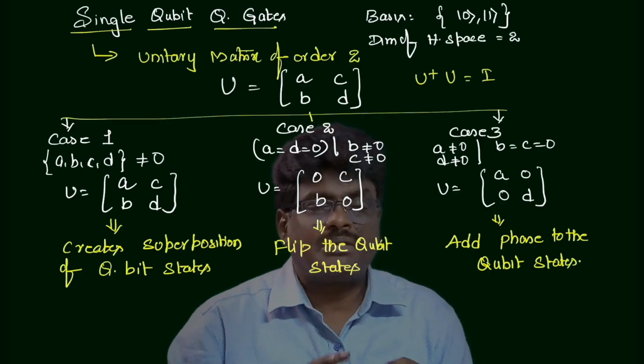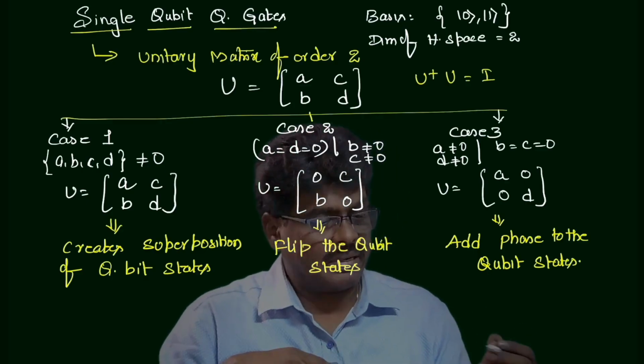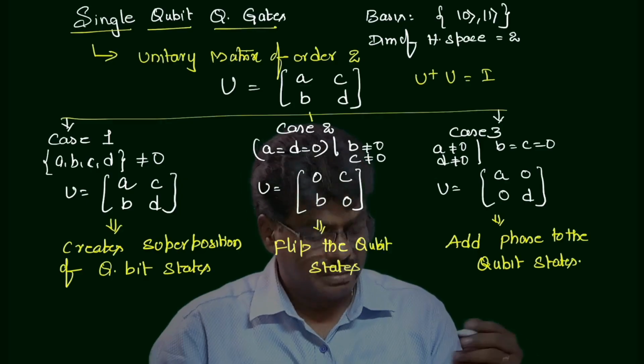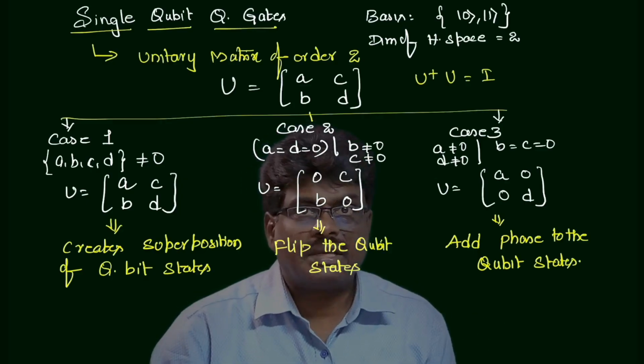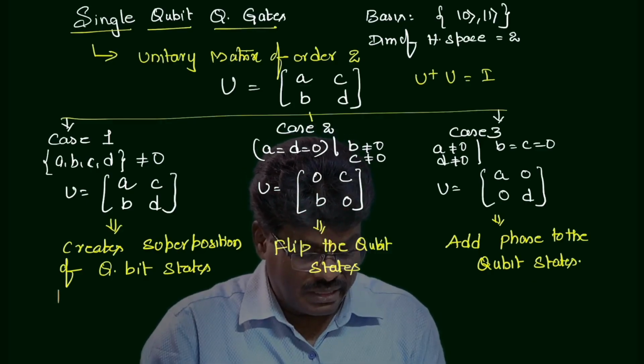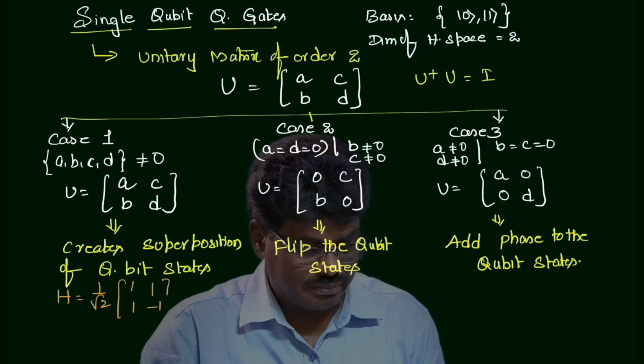I request you, please watch the first part properly, then only you will understand the remaining parts. Here I am going to give some examples for these 3 cases. The first case: all elements are not equal to 0. You can take a Hadamard gate, that is 1 over root 2 times the matrix 1 1 1 minus 1.